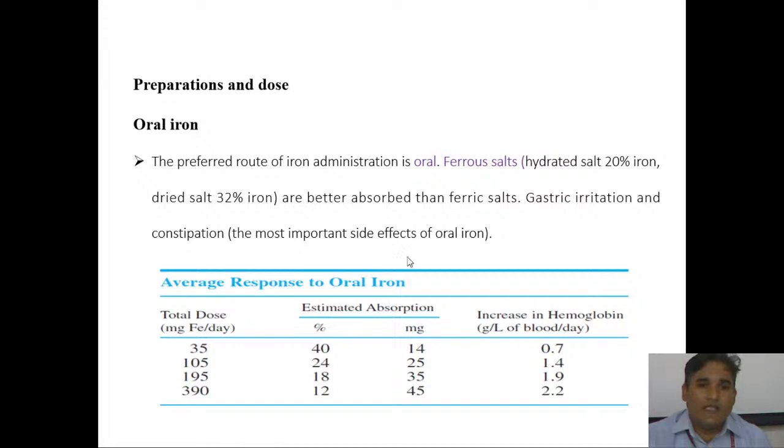Gastric irritation, constipation, and sometimes diarrhea are the common adverse effects of oral formulations. In the table you see the average response to oral iron. When the dose increases, the percentage of absorption decreases, but the total net absorption of iron also increases as the dose increases, and this is the percentage rise in hemoglobin.